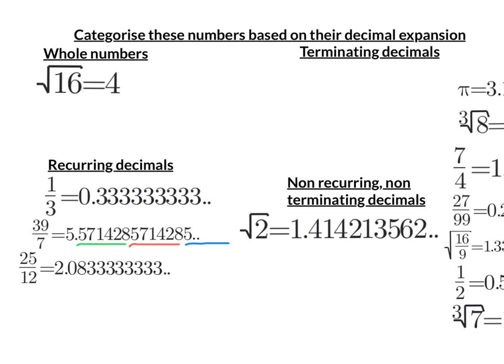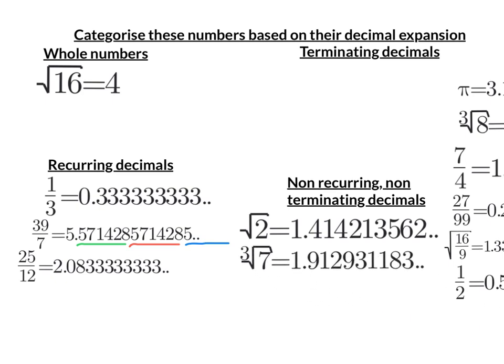Well, that's 25 over 12, 2.08, and then the 3 recurs. So it takes a little bit longer to get to the recurring, but it does get there. Okay, let's look at the next one. We've got root 3, the cube root of 7, which is non-recurring, non-terminating, i.e. the decimal expansion goes on forever but doesn't repeat, which is the same as quite a famous version of this, which is pi. That's non-recurring, non-terminating.